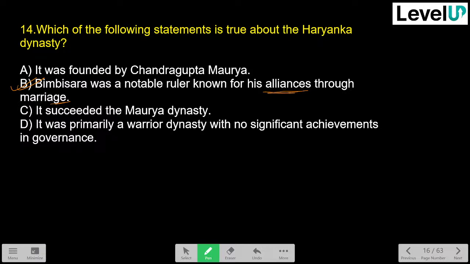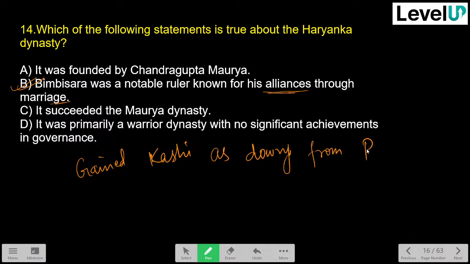He even gained Kashi from King Prasenjit of Kosala. He gained Kashi as dowry from Prasenjit of Kosala. Okay. Next, question number 15.